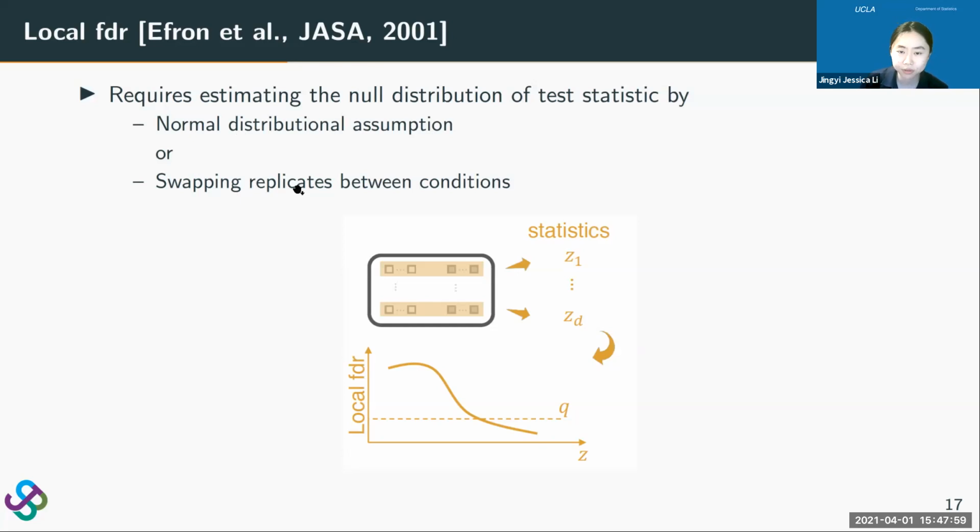But this swapping approach will require that we have at least 2 replicates in one condition for the differential analysis. Otherwise, if it is 1 versus 1, then for differential analysis, swapping doesn't make a difference. So the swapping approach will not be applicable.